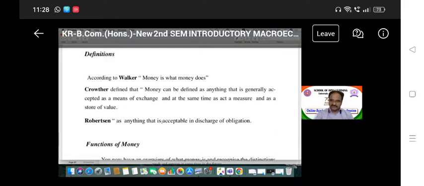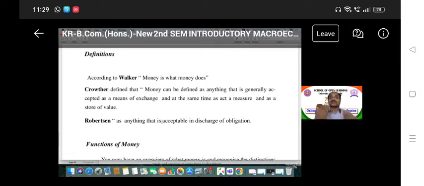Future purpose, future transaction, future. For example, during COVID-19, all people were searching for money because all transactions were stopped. But we don't have that much stored money in our hand. Sometimes we can't go outside, so at that time we can face a problem. That is an emergency. For future and emergency purposes also, we have to keep money.